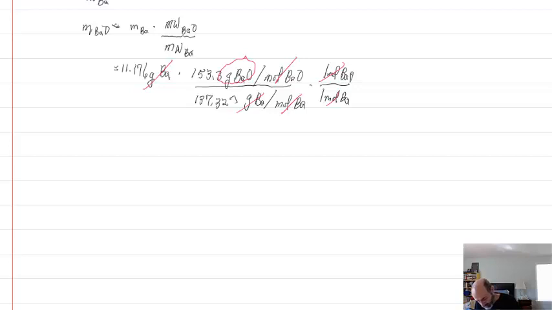So you carry out the arithmetic, and you can see that the answer is 11.176 times 153 divided by 137. So a little more than 11. It actually turns out to be 12.47 grams of BaO. Now, there might be other ways you can do that, but that's one fairly straightforward way of figuring it out.